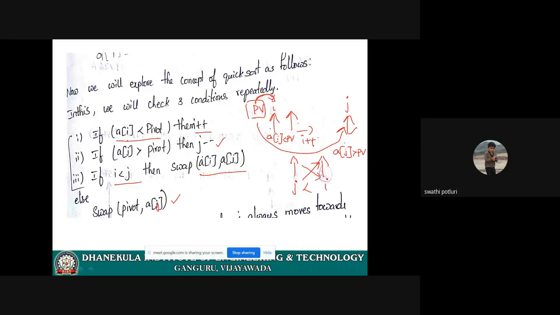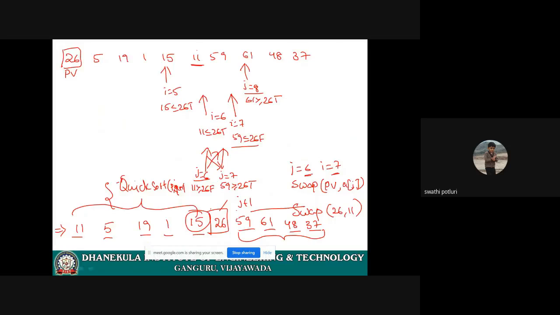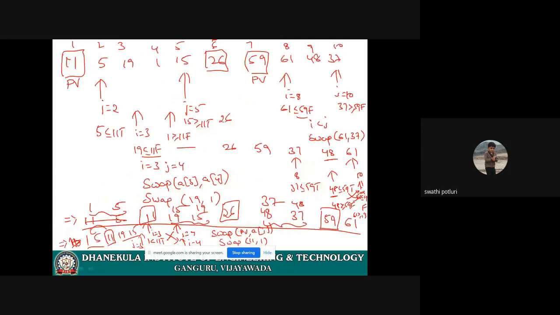If A of I is less than or equal to pivot, you can write equal to also. If A of I is less than or equal to pivot, then increment the value of I. If A of J is greater than pivot, then decrement the value of J. If I is less than J, then swap A of I with A of J. Otherwise, you have to swap the pivot element with A of J. Okay. Is it clear? All of you slowly solve the problem and arrange all the elements in ascending order.